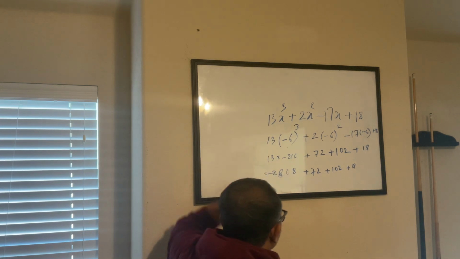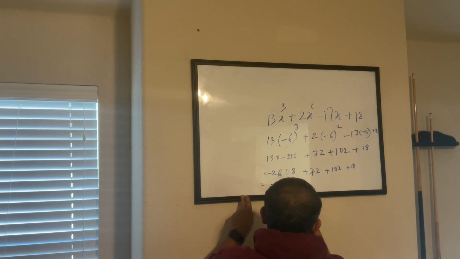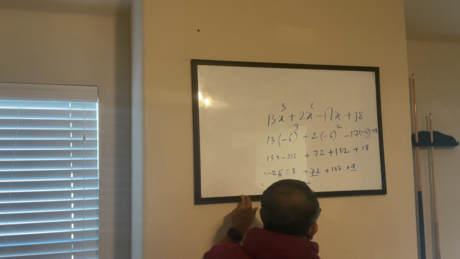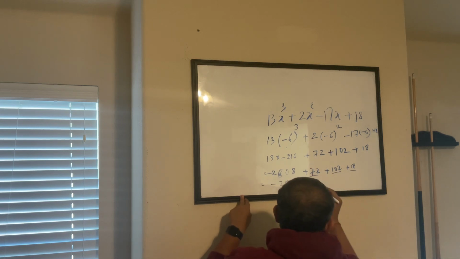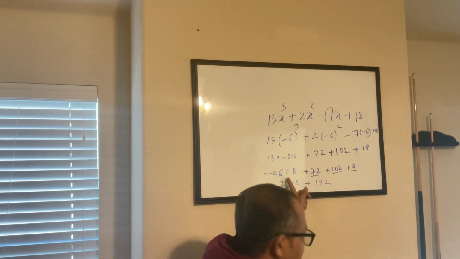Okay, yeah. So minus 2808 plus this is 72 plus 18 is 90 plus 102. So 192. Yeah, I think you guys are right. I made a small mistake here, right?